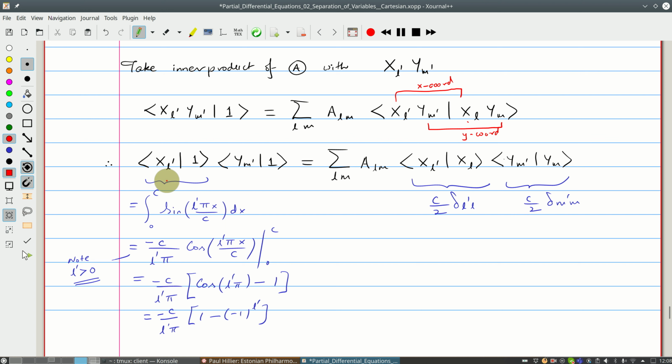On the left hand side, we need to evaluate what this is. Now, this is simply the integral from 0 to c of sine L prime pi x over c dx times 1, if you wanted to keep the 1 there. And that evaluates to minus c over L prime pi, in brackets 1 minus (-1) to the power of L prime. Now this is valid when L prime is greater than 0. Remember, we do not allow L prime or M prime to be equal to 0. So we don't need any further conditions on this.